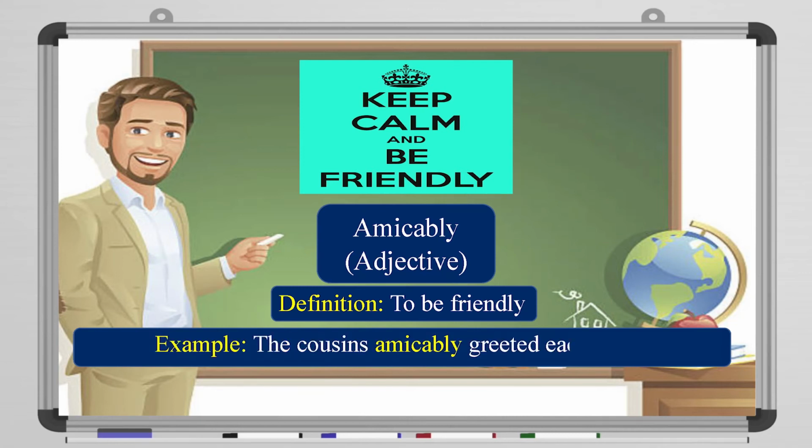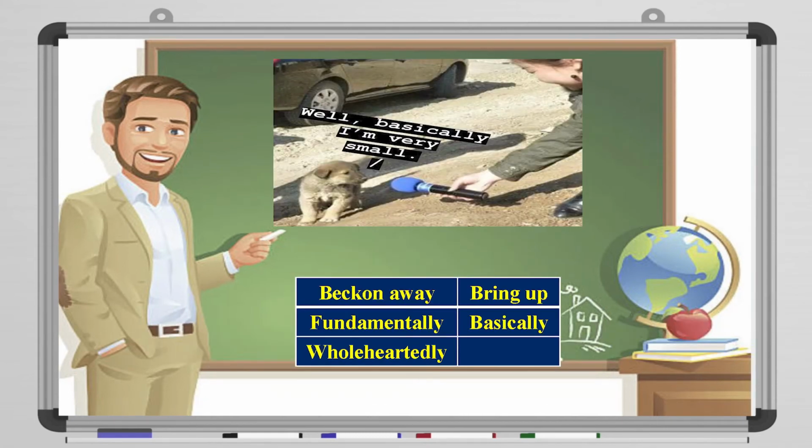So for example, the cousins amicably greeted each other. So they greeted each other in a friendly way. They greeted each other amicably. Cool? Let's look at the next picture. Oh, look at the puppy. Look at what the puppy's saying. The answer is in the picture.